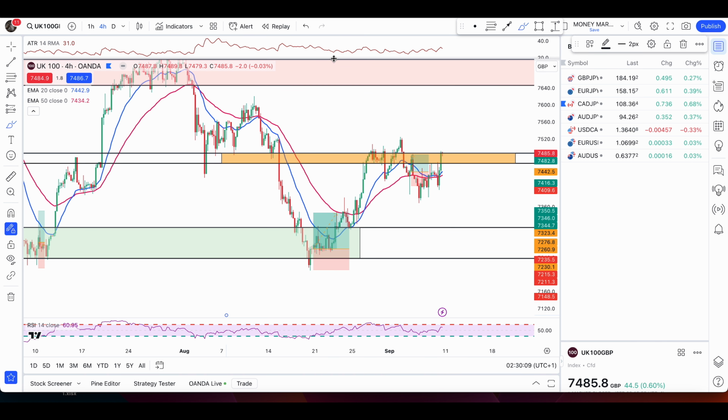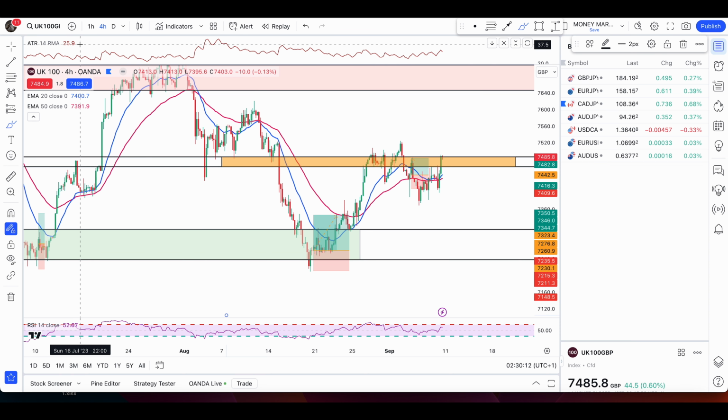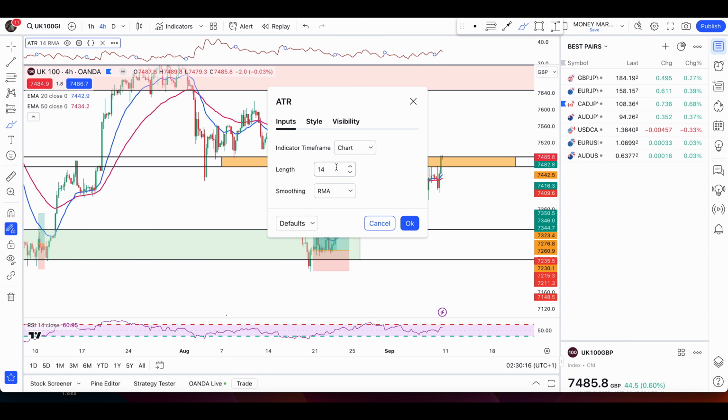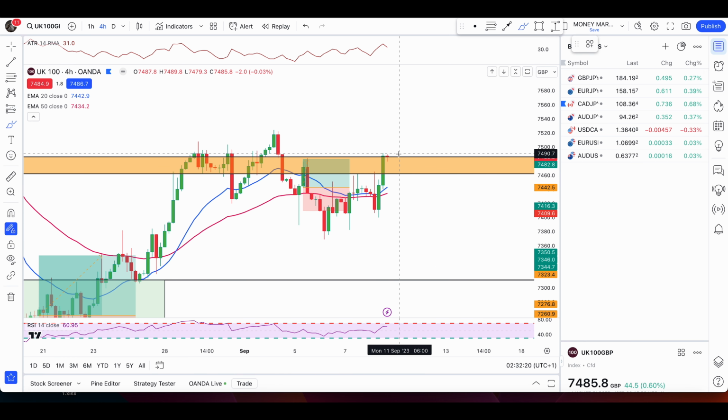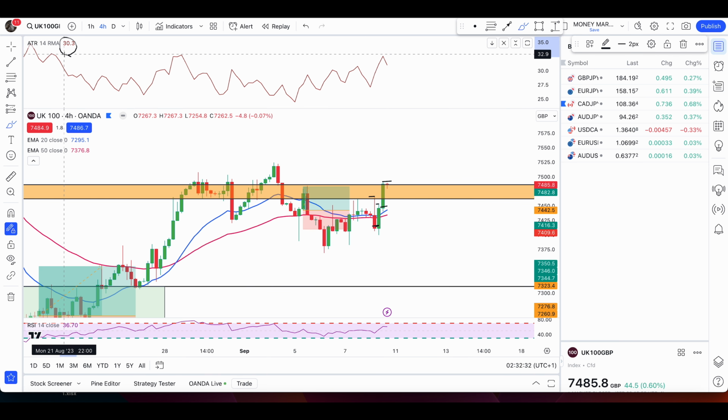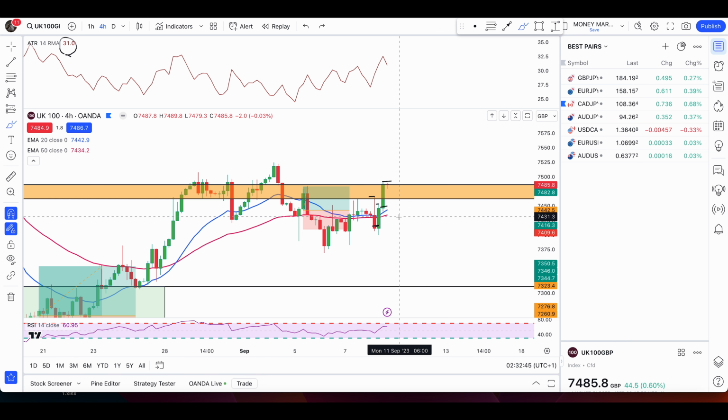Now I have this indicator set, and if you look at the settings right here, it's always 14, so just leave the settings as they are. The length is 14. What it does is calculate the last 14 candles from high to low, and then it gives you the number which you see right here on the top left corner. Basically, it calculates the movement of the last 14 candles, and then it comes up with the number which we call the ATR.